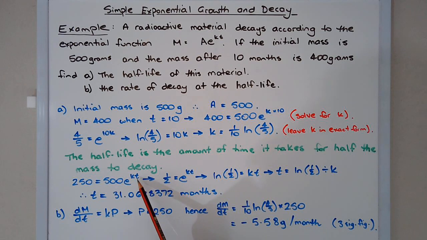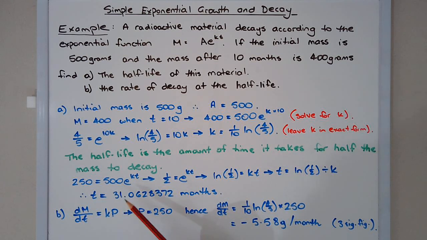And we need to solve for t this time. So dividing both sides by 500, we have half equals e to the power of kt. Taking the natural log of both sides, so we have ln of half is equal to kt. And dividing both sides by k, we have t equals ln half divided by k. And evaluating this, we get t equals 31.0628372 months. So I didn't round that one. So it's around the 31-month mark that half of the material will decay.